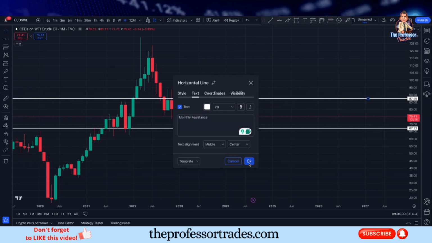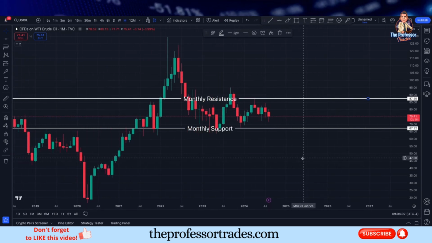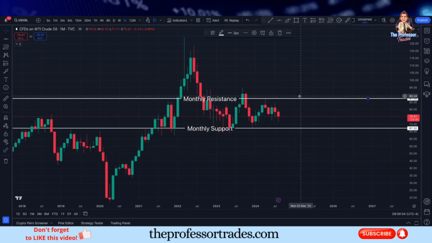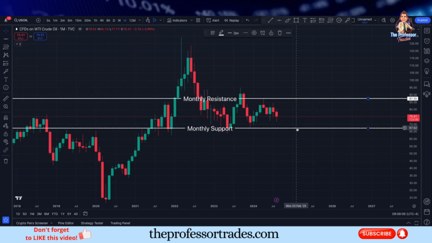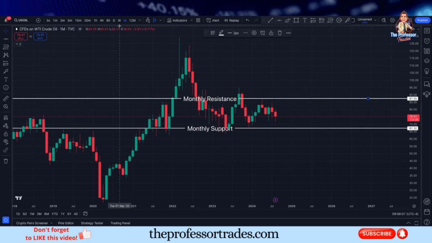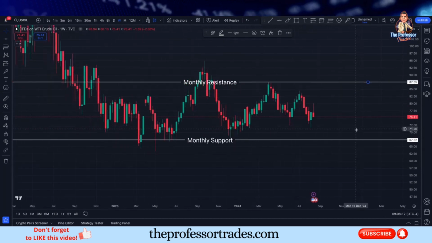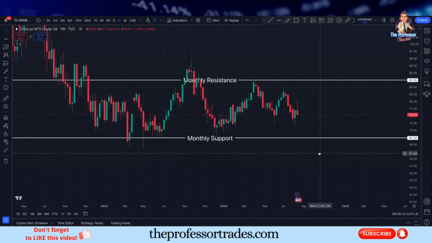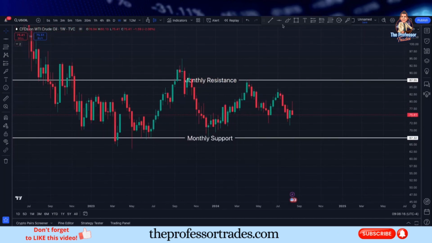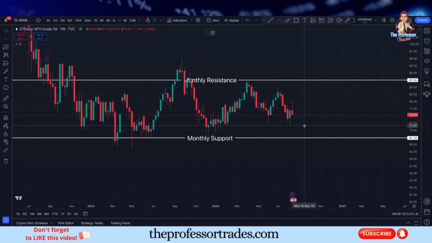Now we start looking at our chart and we can see we have our monthly resistance up at the top and our monthly support. Let's drop over to our weekly, because we're going to see different levels throughout the chart. Now we can see that we had a floor here and a bounce from this level.